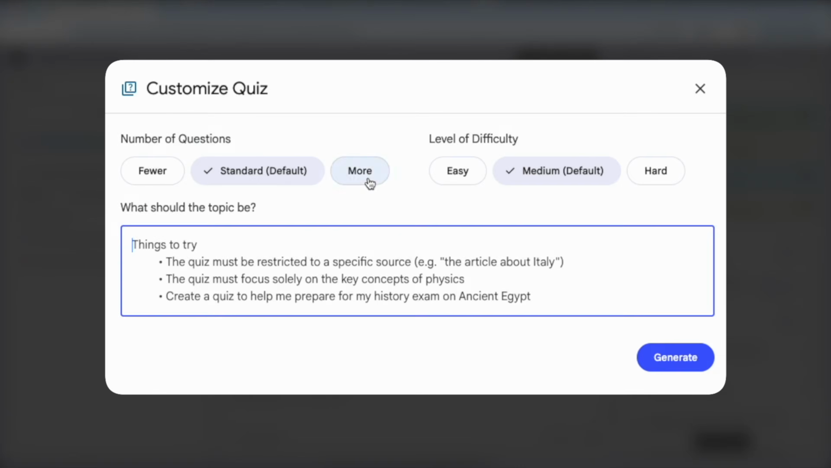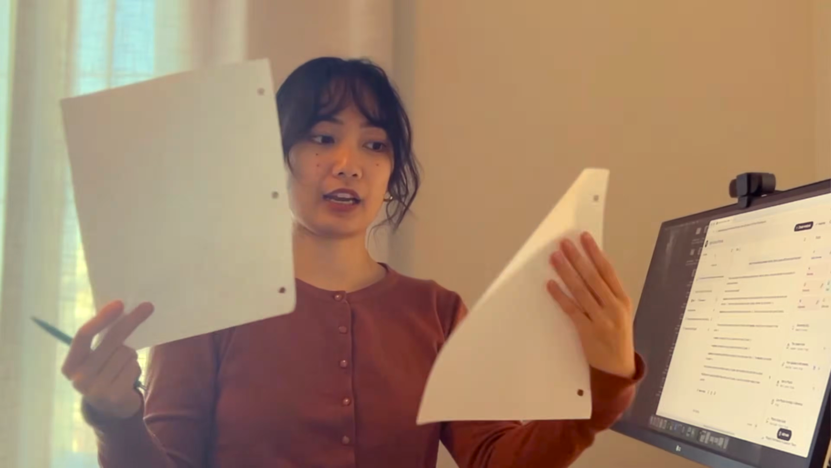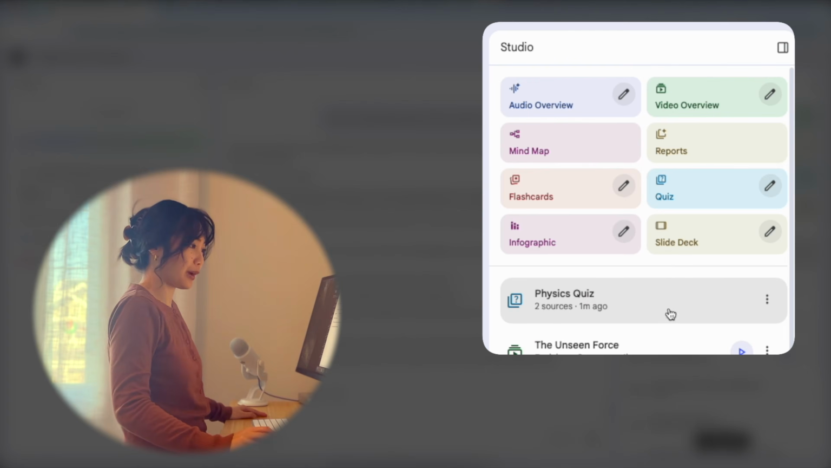Now taking the quiz to see how much I actually learned. I have a pen here and 2 blank sheets of paper. So the quiz is ready.